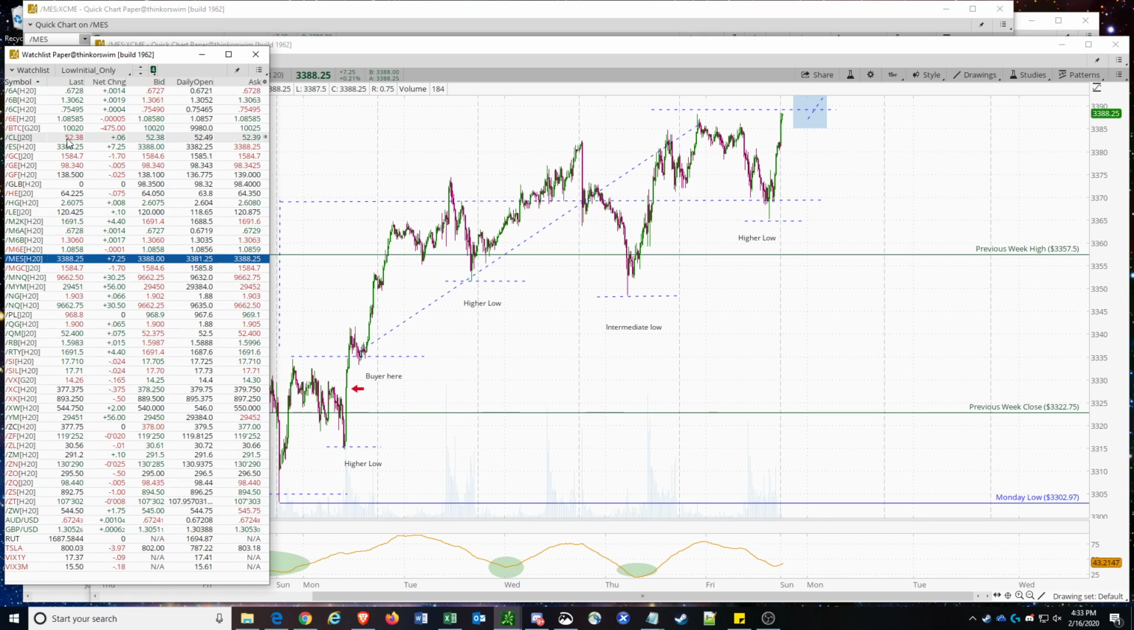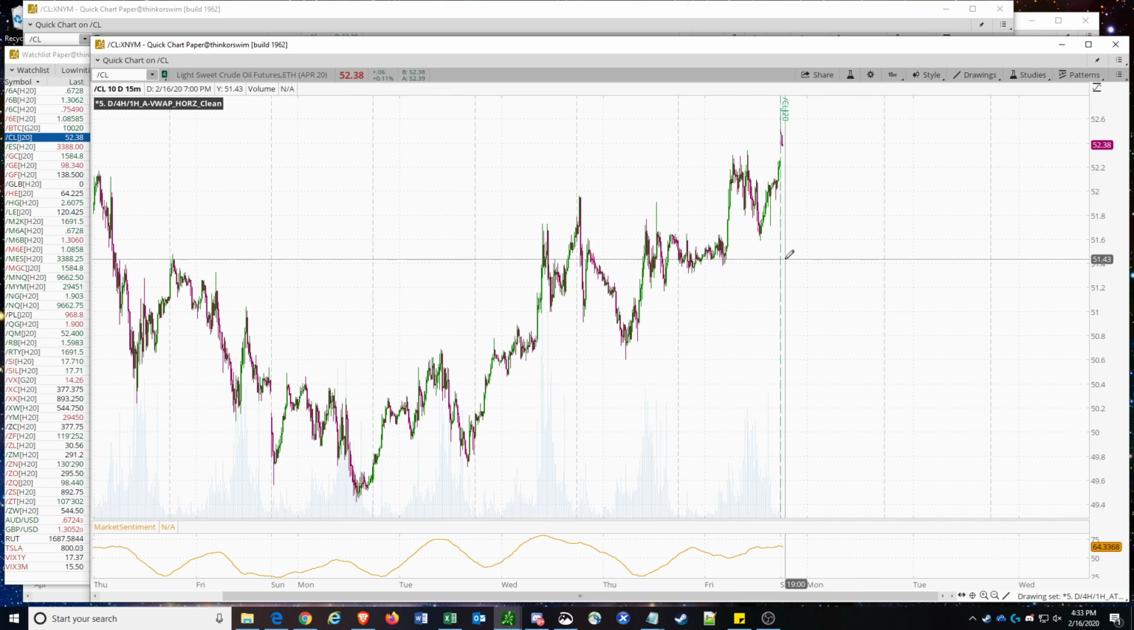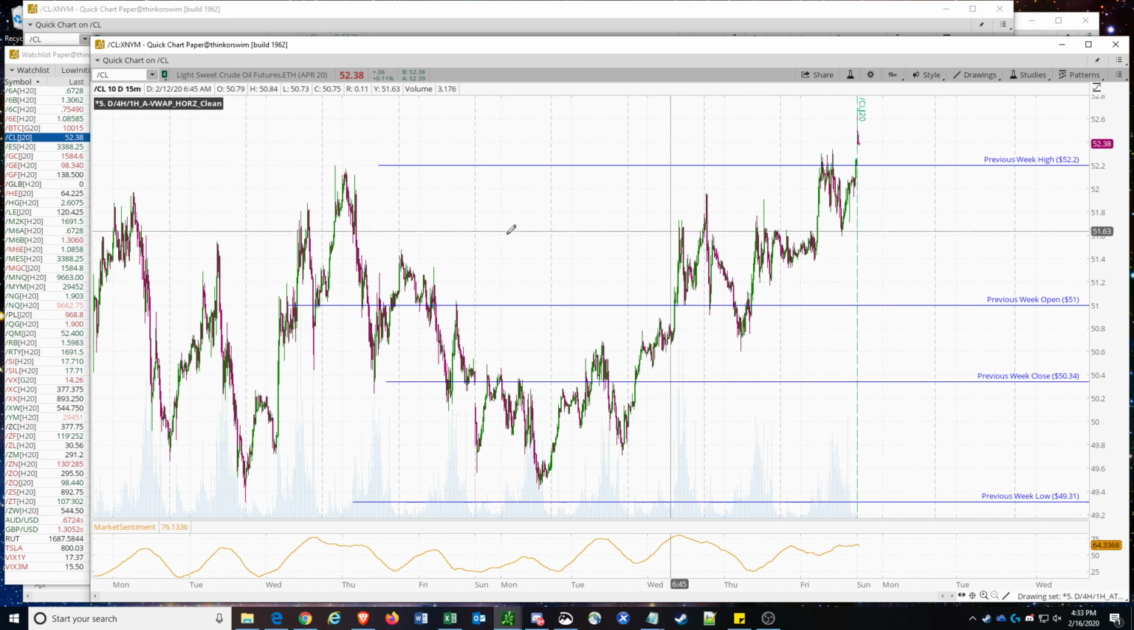This is one of my top picks just because of the bullishness on the 6-month index and the 3-year index. So let's take a look at crude. This is one of my top picks. If you got in on this trade, you managed to do pretty well. We did mark off our previous week high and low because we're going to do a quick analysis of crude as well.